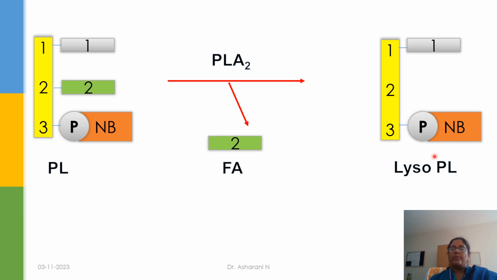This is very important. This lysophospholipid can solubilize everything. So it has a detergent action, and it solubilizes. It is very much important in snake bite, so venoms are rich in phospholipase A2. So it solubilizes the lipid bilayers.